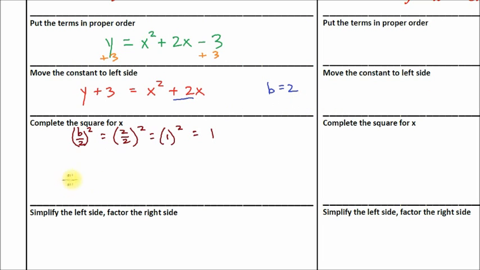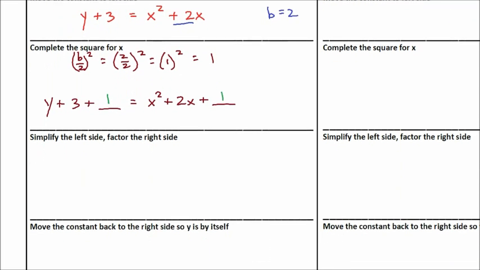So now to complete the square, we're going to write our equation over again. y plus 3 plus some number equals x squared plus 2x plus some number. And that number comes from b over 2 squared. That is the number we need to complete the square. This 1 goes here. If we add it to the right side, we have to add it to the left side.